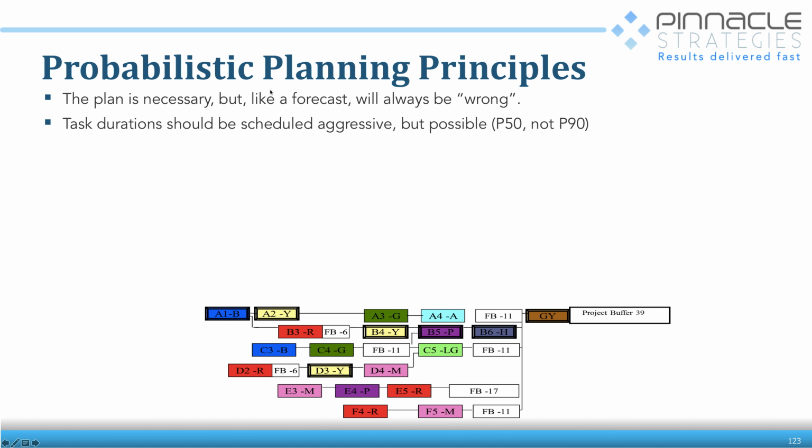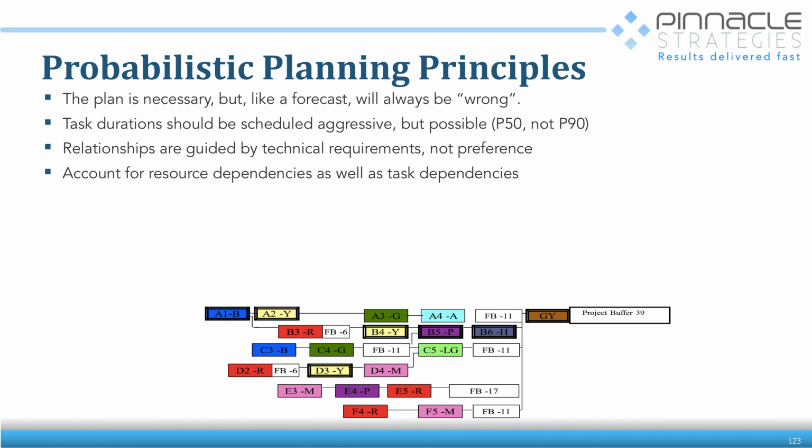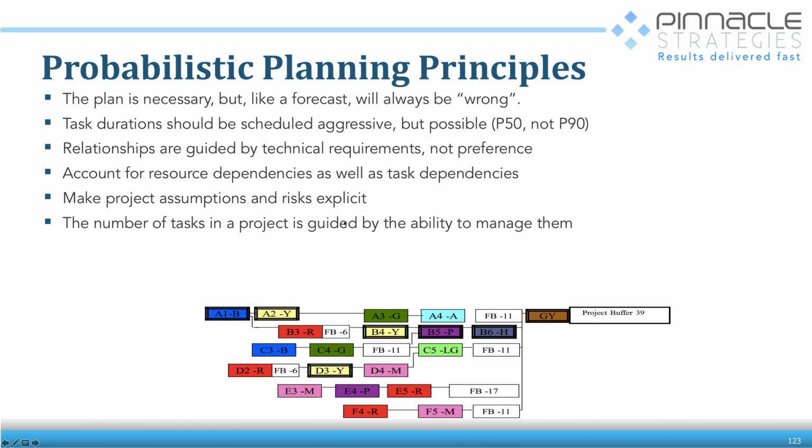So the principles here are that the plan is necessary, but it's always wrong, right? And the task durations have to be aggressive, but possible. And the relationships are guided primarily by technical requirements and not by preference, at least in the beginning, all right? And we account for resource dependencies as well as technical task dependencies, and we make project assumptions and risk estimates explicit, right? We state them out in the open. We don't hide them. There's no hidden buffer. All the buffer is out there for people to see so we can manage it.